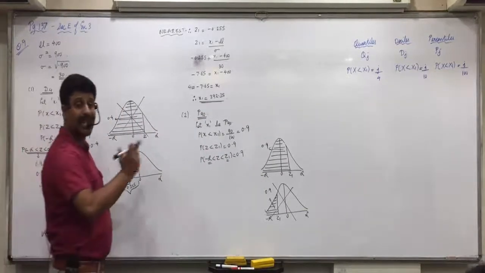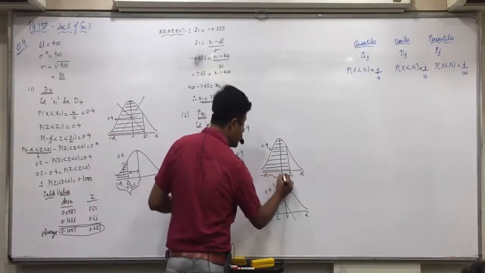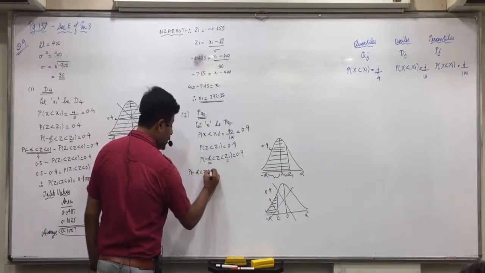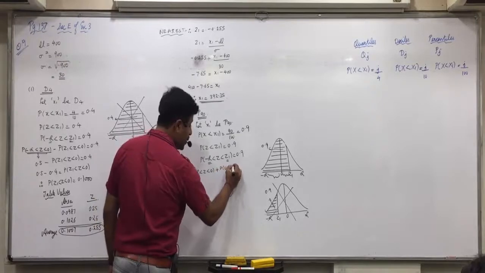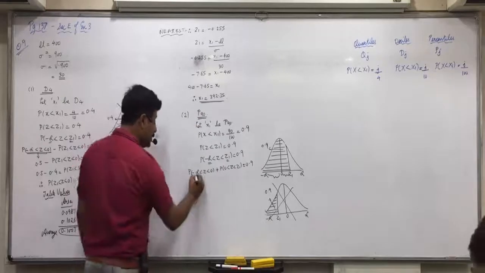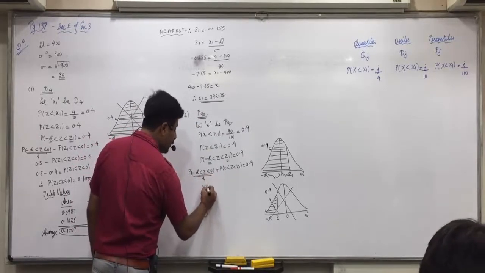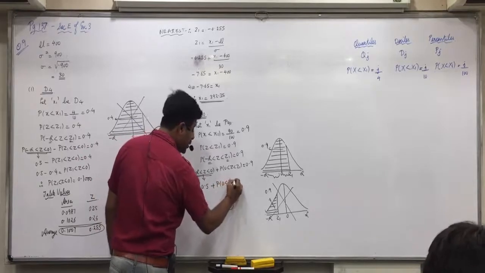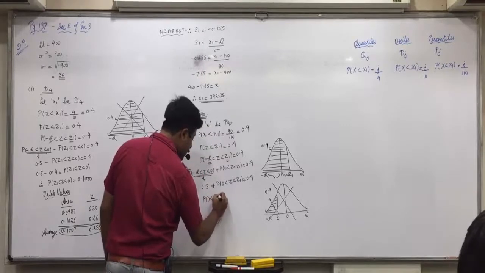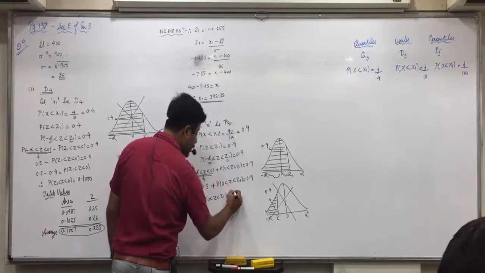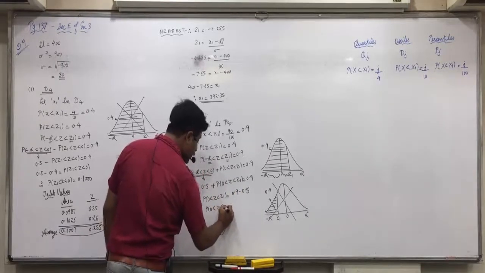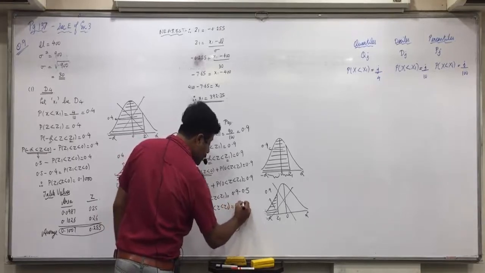Now in the first one, two sides means the sum of two areas. So P(minus infinity < z < 0) plus P(0 < z < z1) is 0.9. That is, this area minus infinity to 0 is 0.5, plus P(0 < z < z1) is 0.9. Now the 0.5 on the right side will become minus. So P(0 < z < z1) is 0.4, that is 0.4000.